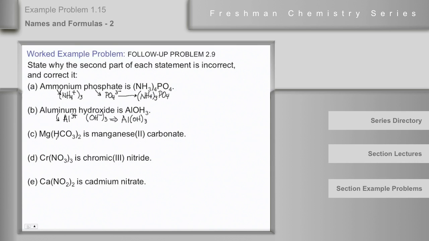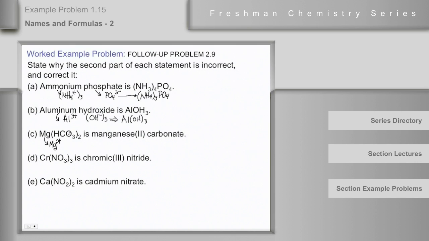Choice C is MgHCO3 taken twice is manganese 2 carbonate. Okay, a couple of things wrong with this. First of all, Mg is not manganese, it's magnesium, and it's in group 2A, so it will have 2 positive charges.